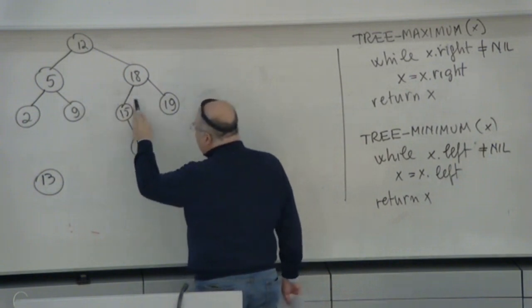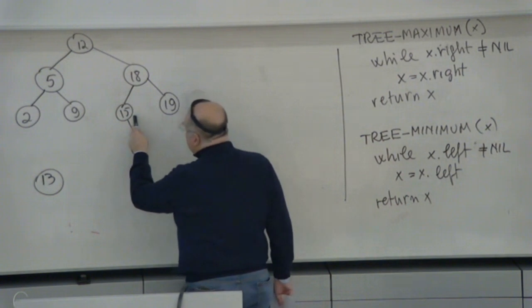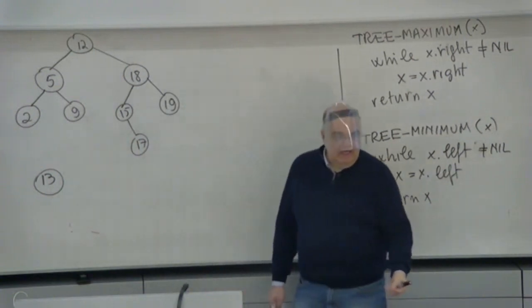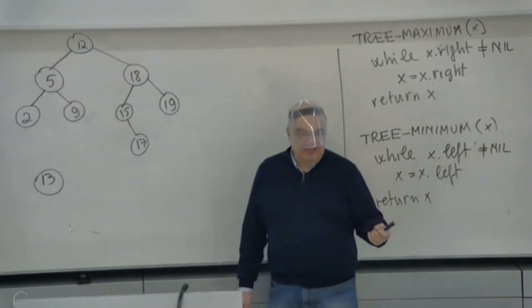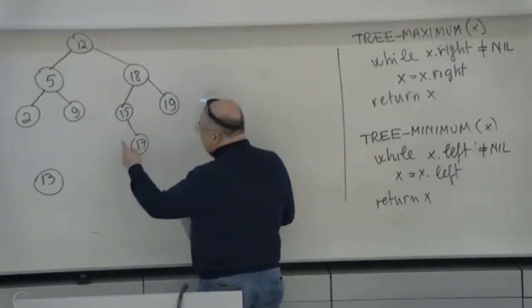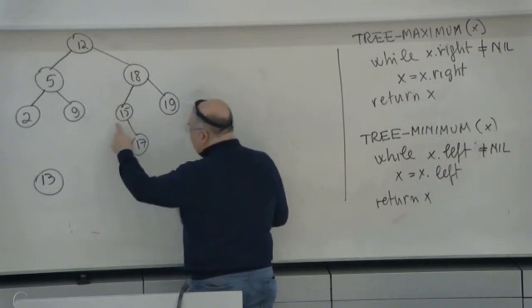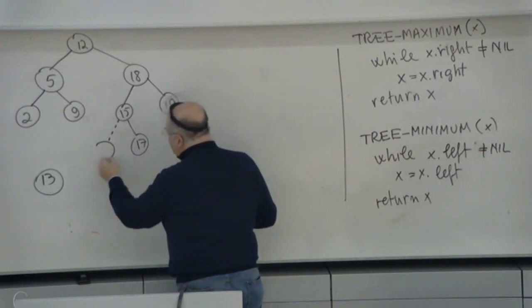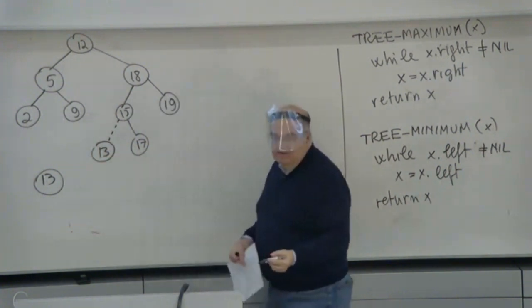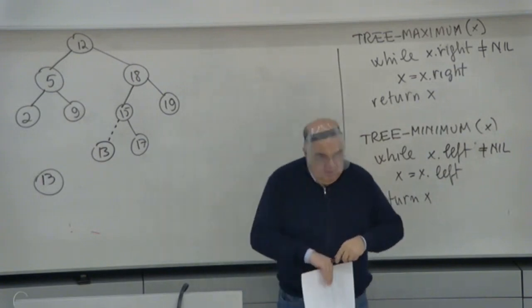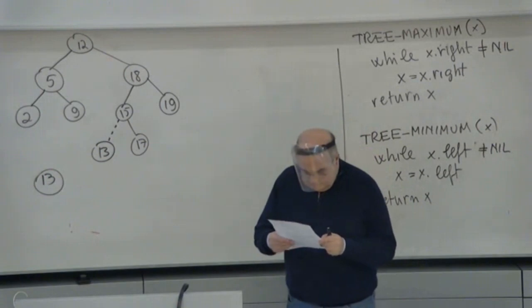And so you move to the left, and the left child of 18 is 15. Then you compare again 13 with 15, and 13 is less than 15, so it must be in the left subtree of 15. Now 15 has no left child, so you put 13 here, and you have inserted 13 in the right place. So that is an example of how it goes.